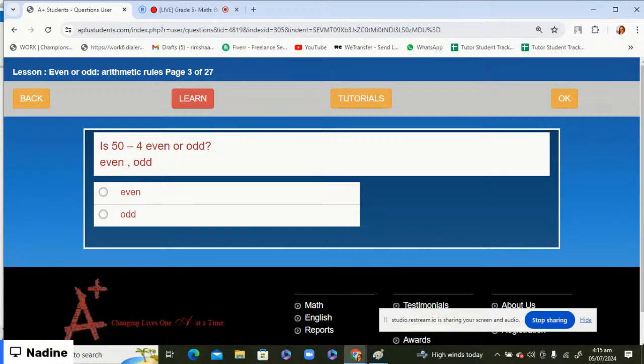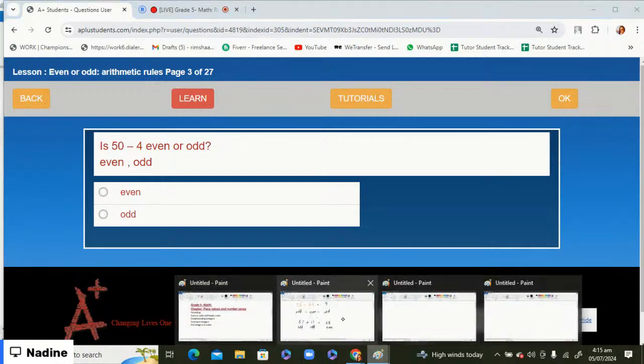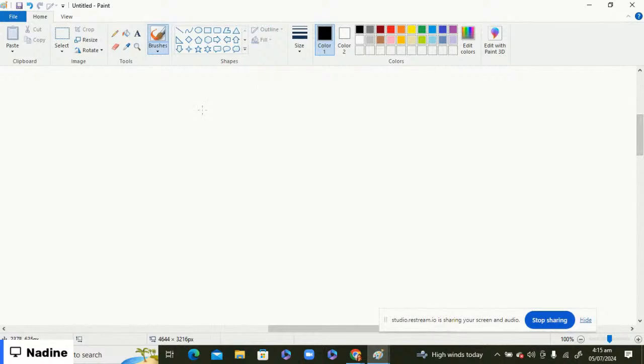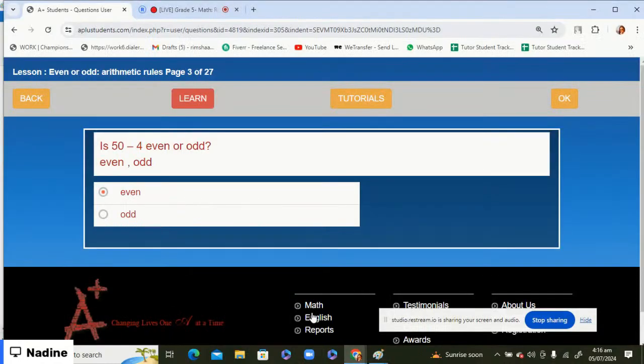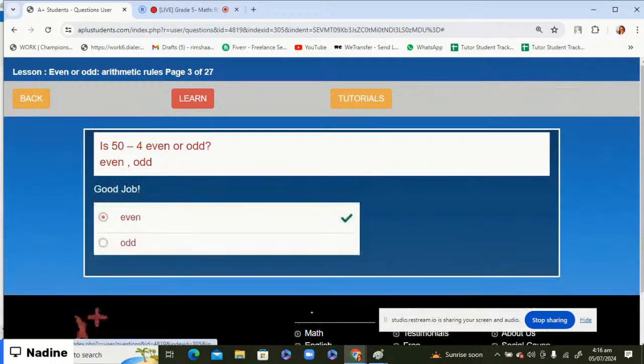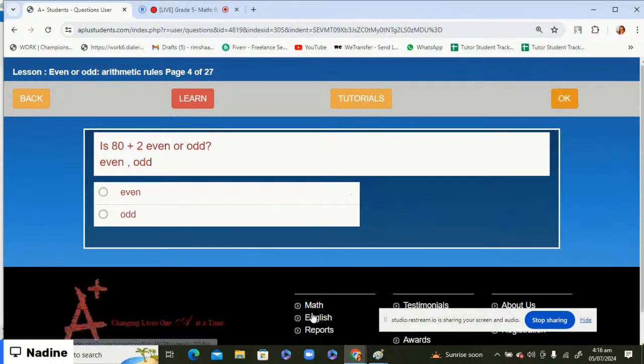So 50 minus 4, is it even or odd? Let's do it. 50 minus 4. So first we check it out. 50 is even, 4 is even. If two evens are subtracted, what's the answer? 46. This is also even. Okay? So as we know, when two evens are subtracted, you get an even answer. Yes, this is the right answer.